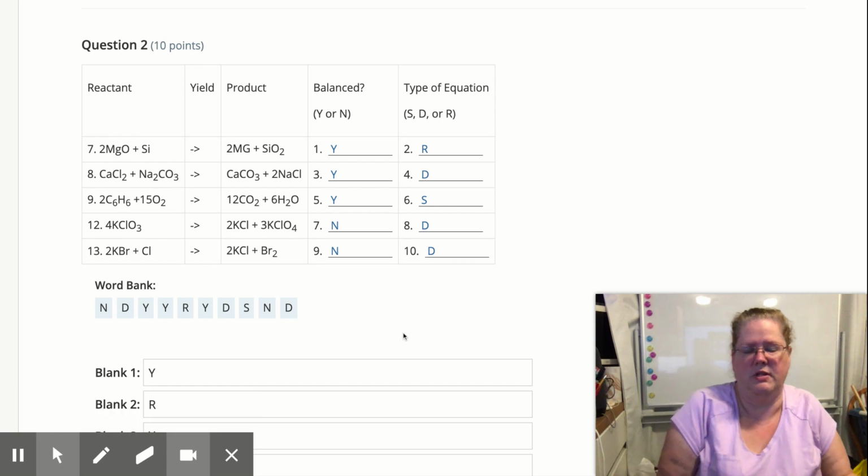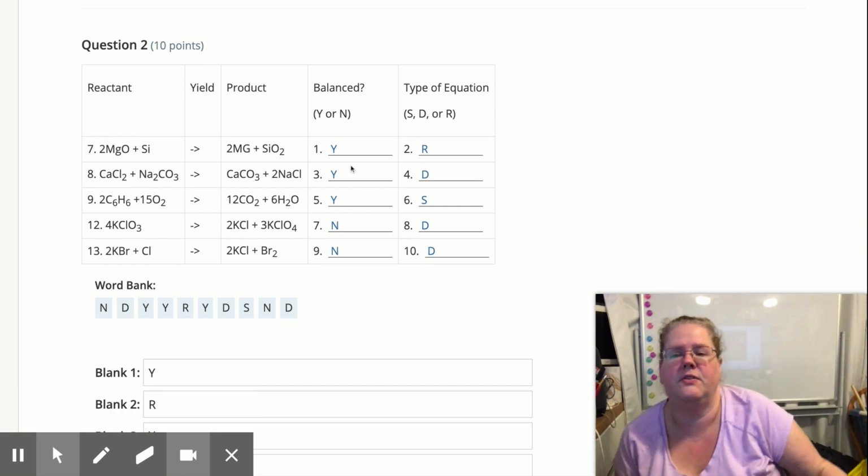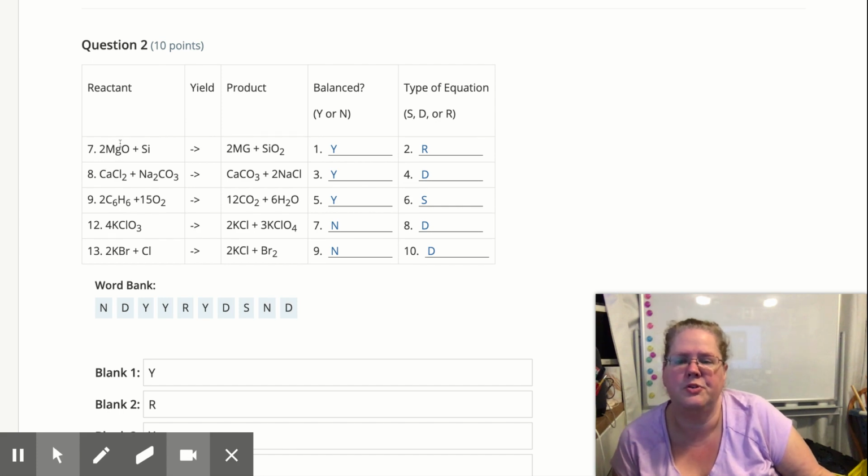Okay, so how did you do? Let's walk through these and make sure we're understanding it. All right, let's check and see if it's balanced or not. 2 distributing through times 1 is 2 Mgs. I've got 2 Mgs here, so far balanced.